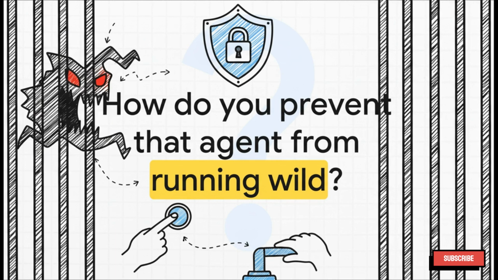And that's where the next crucial piece comes in. Guardrails, safety checks, and especially human-in-the-loop approvals. You have to build in control mechanisms before you let it loose.